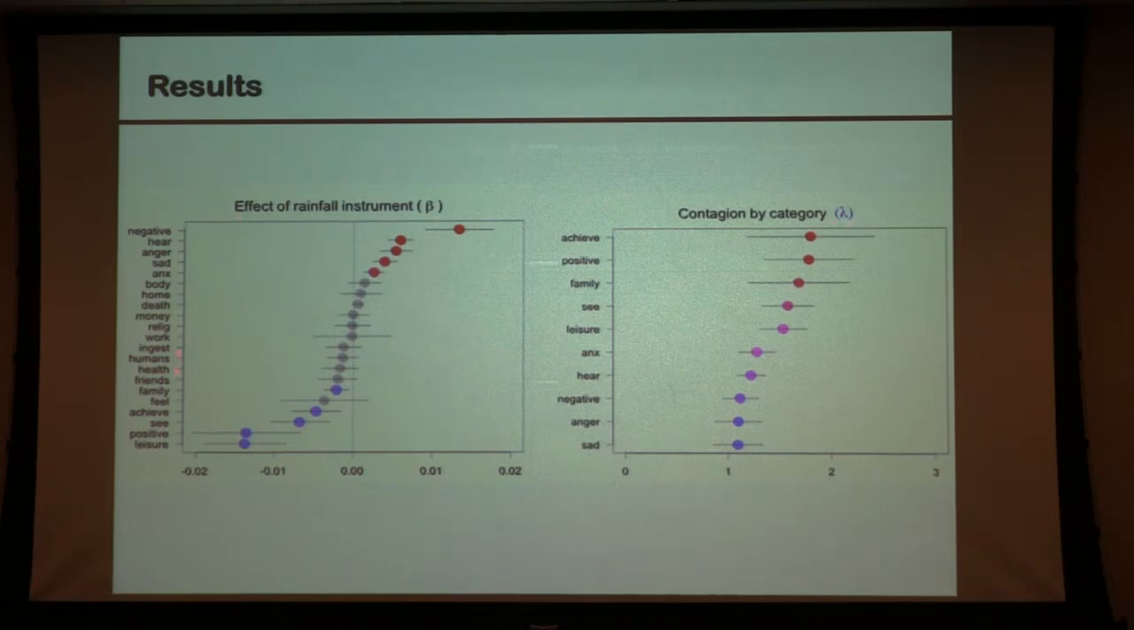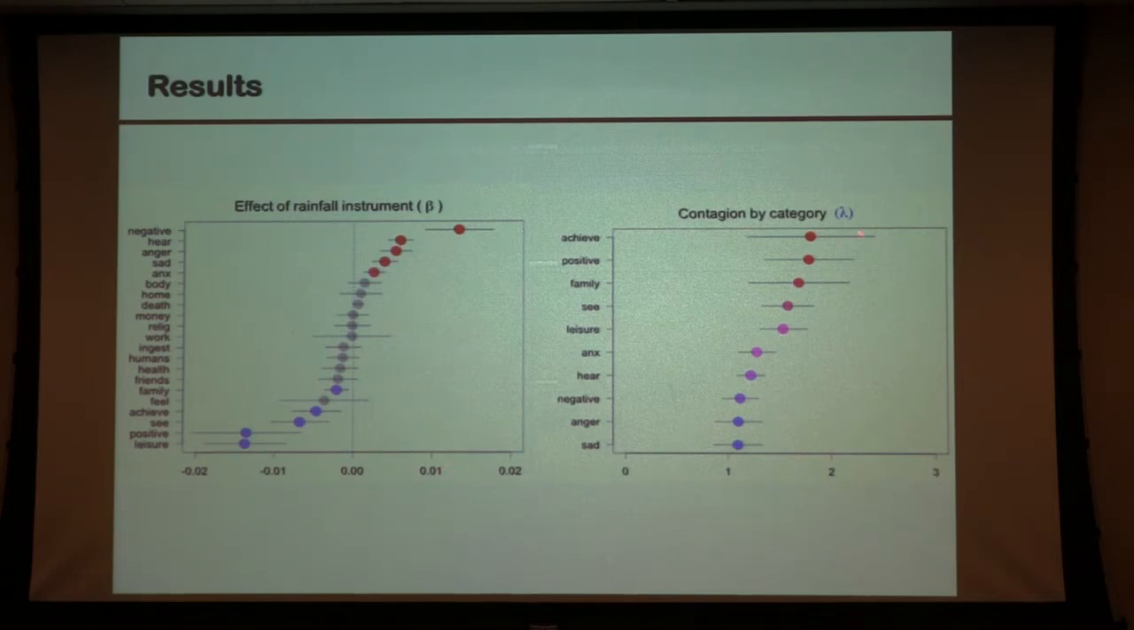For different semantic categories, the top is negative, then there are other semantic categories that the software gives, like anger, sad, and as you go down, they become more positive, like feel, achieve, positive, leisure. Okay? And you see that the beta is about, for example, for negative, between 1% and 2%. So this means that the average number of negative posts increases by 1% due to rain.